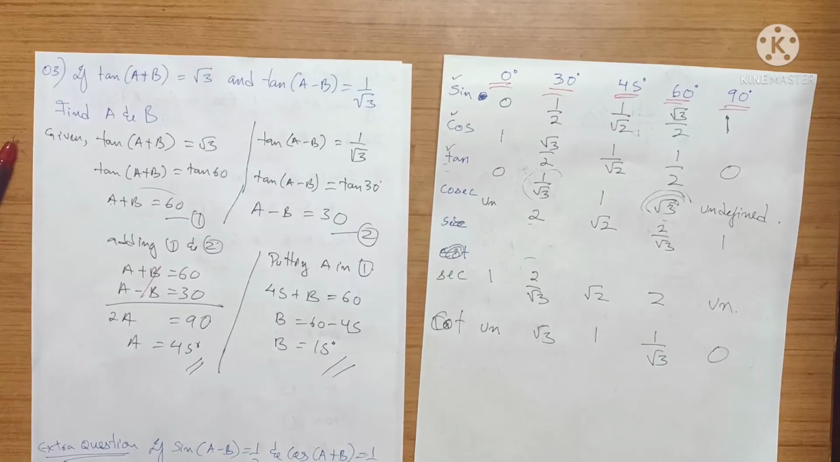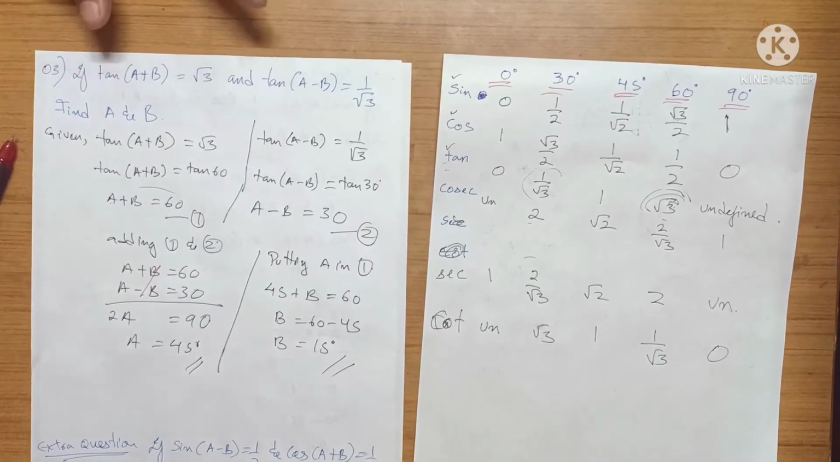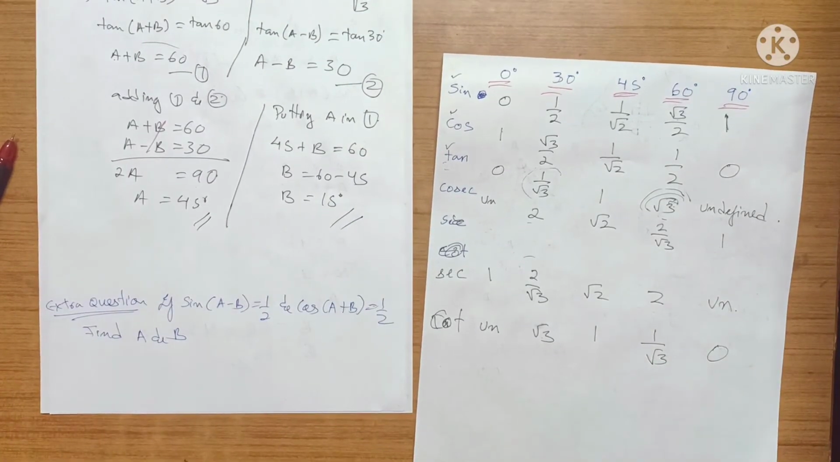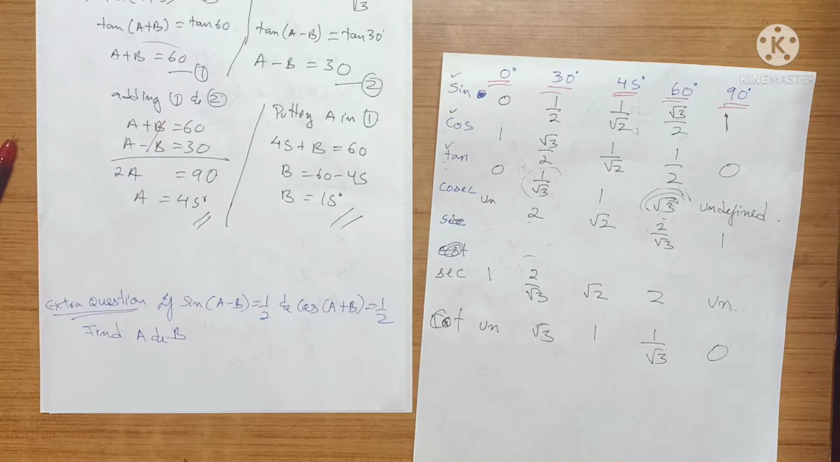You can write down the solution, and then after writing down the solution, this is an extra question for you, so you can try the extra question. It's done exactly the same, okay, like how we did here.